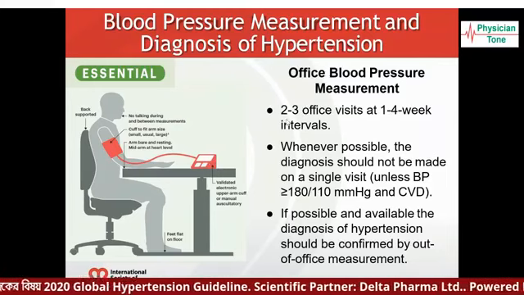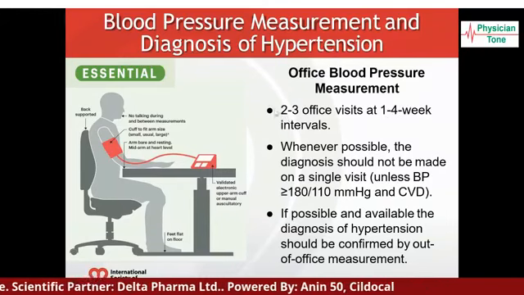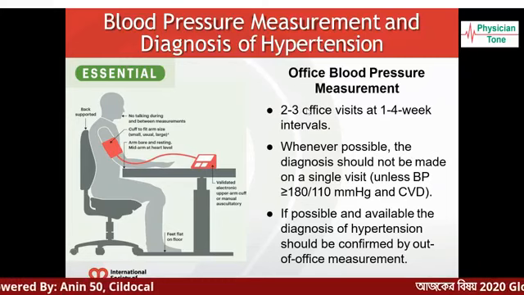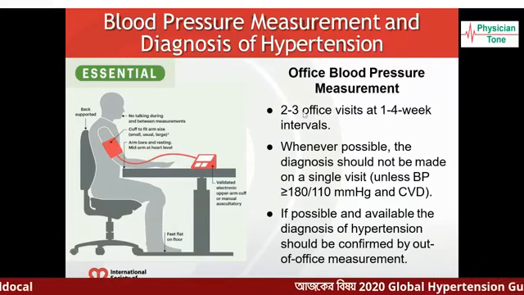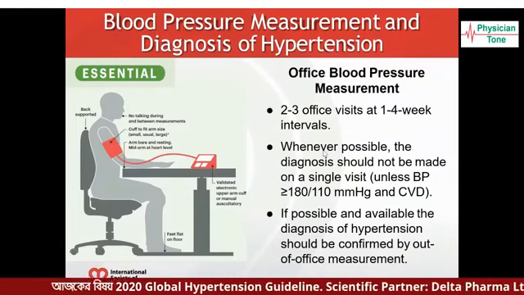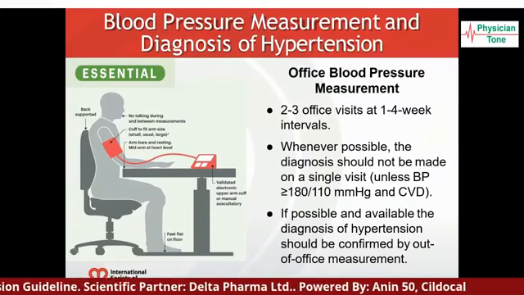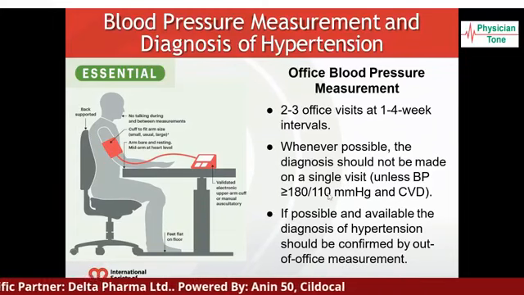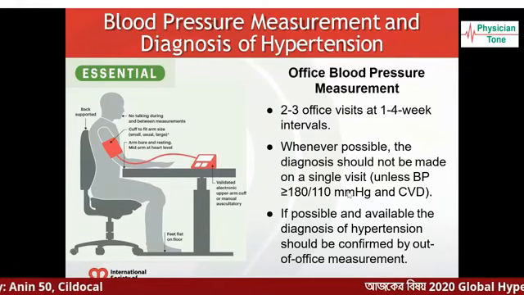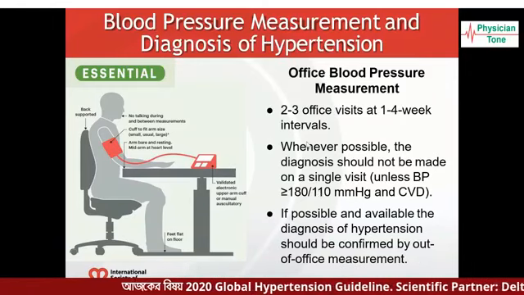So, 2 to 3 office visits at 1 to 4-week intervals, not a single visit. Diagnosis cannot be done in a single visit. At least 2 to 3 times the patient should come to the chamber or clinic or hospital at 1 to 4-week intervals. Whenever possible, the diagnosis should not be made on a single visit unless BP is 180 over 110. If in a single visit we get 180 or 110, then we can diagnose hypertension in a single visit. Otherwise, 2 to 3 office visits are needed.